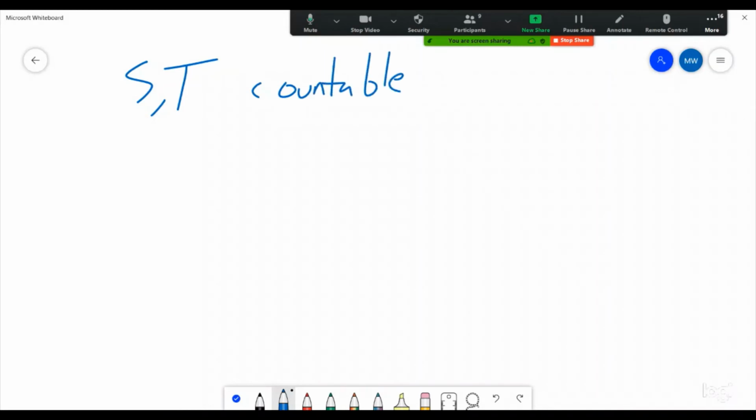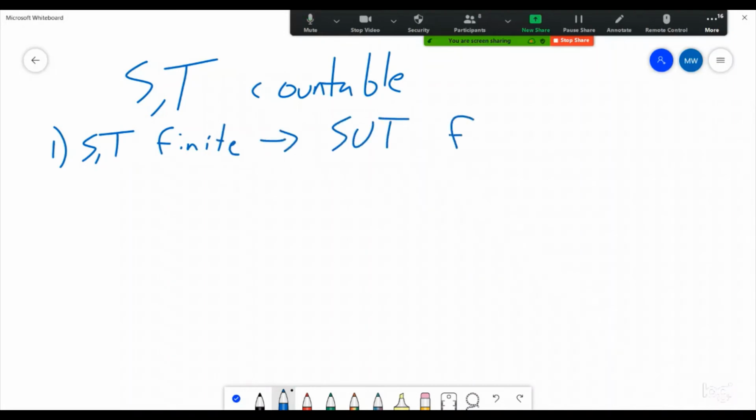So we kind of have a few different cases. Case 1, S and T are both finite, in which case S union T is finite. And we're done. If you have two finite sets, their union is still finite. Perfect. Finite sets are all countable. So that's that case dealt with.